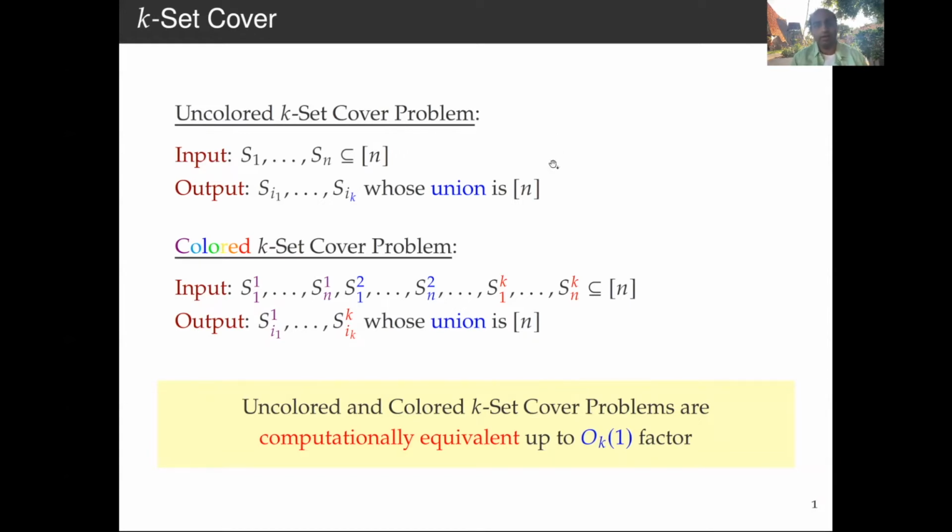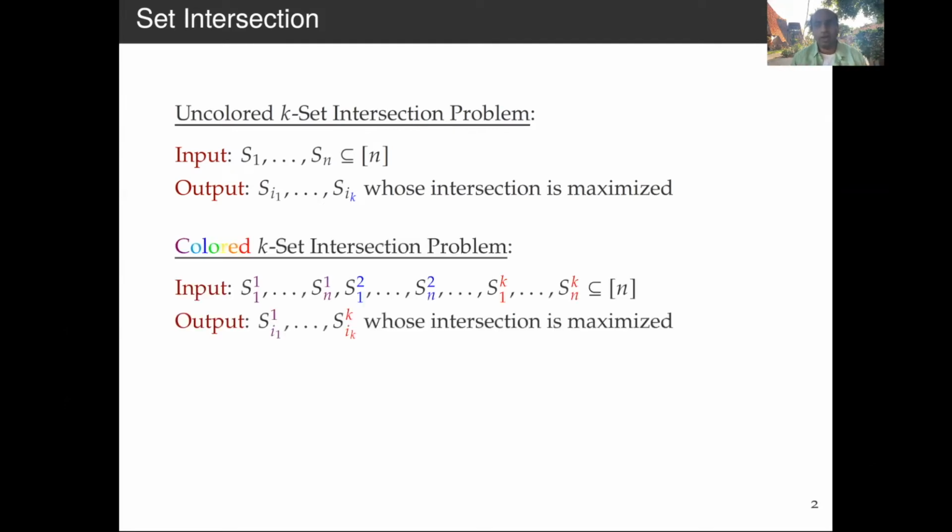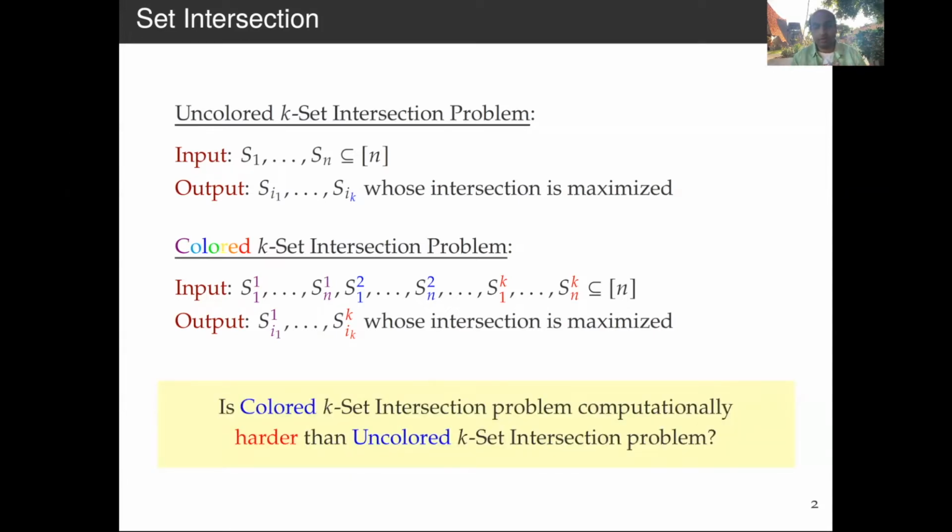But there's a related k-set intersection problem where, given a collection of sets, we want to find k sets whose intersection size is maximized. So we say an element of the universe is in the intersection if it is there in each of those sets. This is the standard k-set intersection problem, and it's a notoriously hard problem. And the colored variant is where you're given k collections of sets, and we would like to pick one set from each collection whose intersection size is maximized. And here it's an open problem whether the colored and uncolored versions are related.